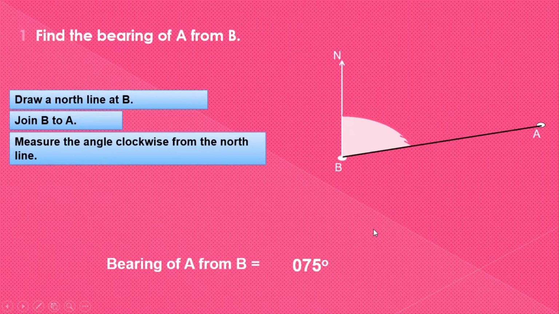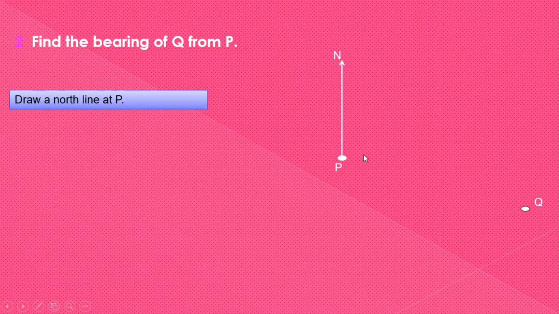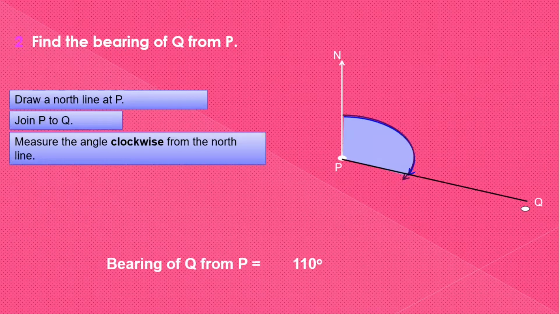Okay. So the next question: find the bearing of Q from P. Since we have to find where Q is from P, at what angle is Q from P? So we draw the north line at P. The first step is drawing the north line at P, join the point P to Q, and then measure the angle clockwise starting from the north line at P. The angle that we find here is 110 degrees. So this is how the bearing of Q from P is 110 degrees.